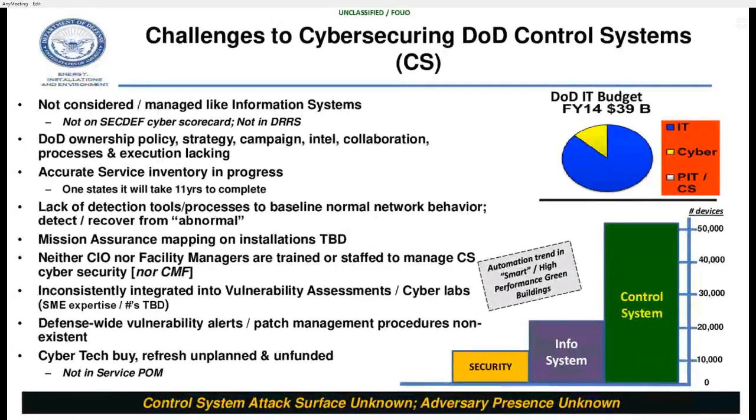The lower right bar graph shows the Mark Center. Those of you who know, it's sort of a Pentagon annex, has thousands of people in it. It's a relatively new building. It has 10,000 security devices, 20,000 information system devices, 50,000 control system devices. And that's one of the reasons why the inventory is taking so long for the services to do. And in the upper right-hand corner is a pie chart that shows the budget from several years ago. The blue wedge, the large wedge there, is the overall IT budget in DoD, which is a large portion of $39 billion overall. Cyber, the yellow wedge, is a portion of that. And then what you cannot see is the platform IT control system budget, which is an invisible white wedge.